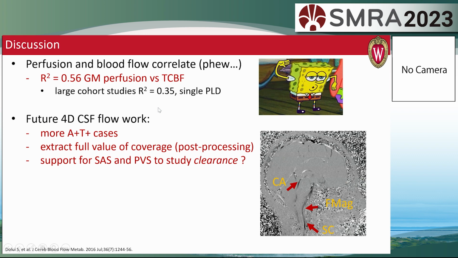And for our future studies, we need more AD biomarker data, and we want to extract full value of the coverage that we're having. Currently, we are just showing very limited data from the cerebral aqueduct. And eventually, we would like to have support for the subarachnoid space and perivascular spaces to study clearance.